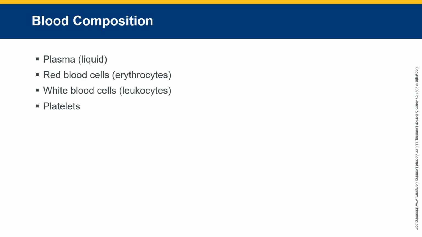Your blood composition may or may not be tested. This is definitely on registry. Your plasma, your red blood cells, those are your erythrocytes, your white blood cells, those are your leukocytes, and your platelets. They will use these two fancy words on registry, so make sure you know which is which.